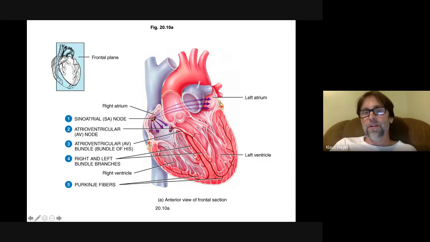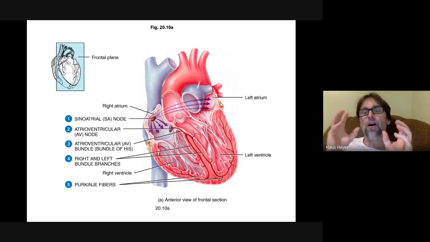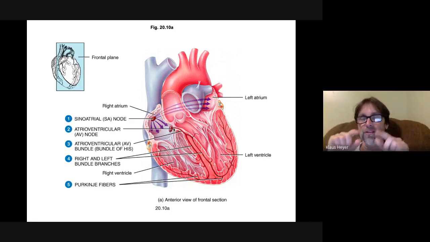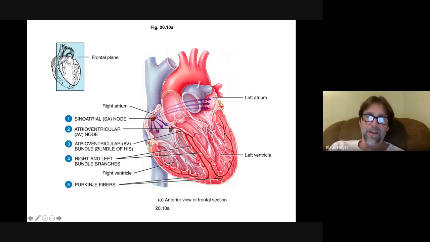So you start with the SA node, and then the action potential, which you see with these purple arrows, goes to the left atrium, and it's going down the right atrium. The pacemaker, the SA node, is where the action potential starts. It's going to cause the two atria to contract. Then that action potential moves down to this node right here. It's at the junction between the two atria and the two ventricles. It doesn't look like it on this slide, but it's close to these two atria and where these two ventricles are. We call that the AV node.